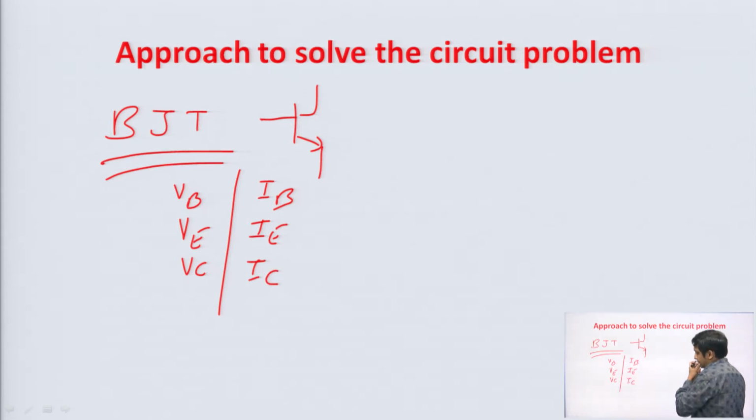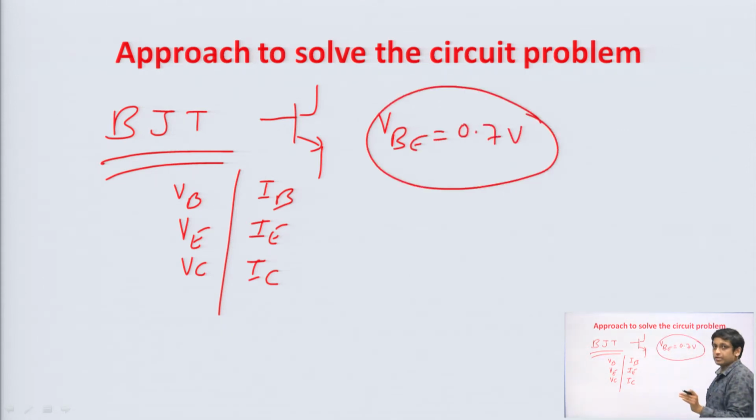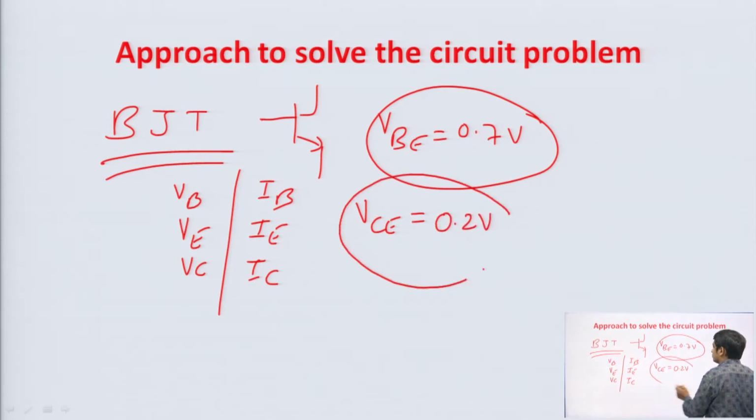Fine. So, we should know a few things before solving the problem. The first thing is that the BJT will be on when the base to emitter voltage is 0.7 volt. If it is less than 0.7 volt, then the BJT will be in cutoff region, obviously for a silicon transistor. And if the BJT is in saturation, then for a saturated transistor VCE is approximately 0.2 volt.